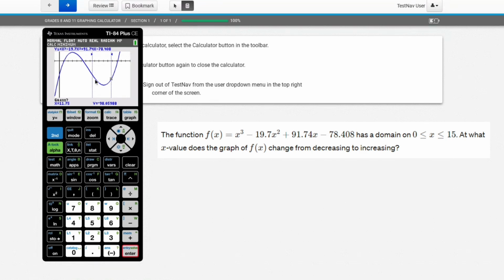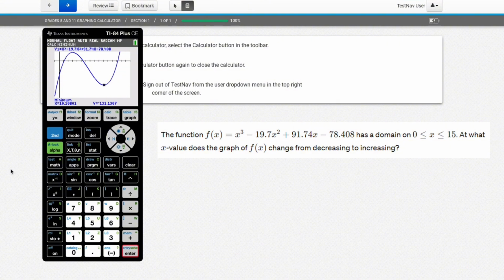We have to make sure we have our left bound just to the left of our minimum and our right bound just to the right of our minimum. For guess, you always hit enter. I've never seen a time where guess was important. But what we get here is our minimum happens at 10.10801. So 10.108 will do it.